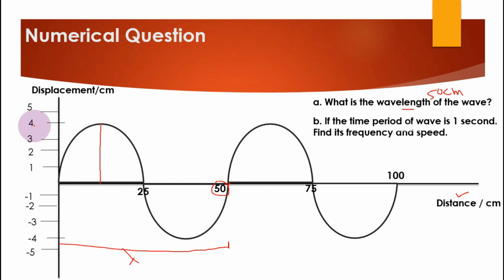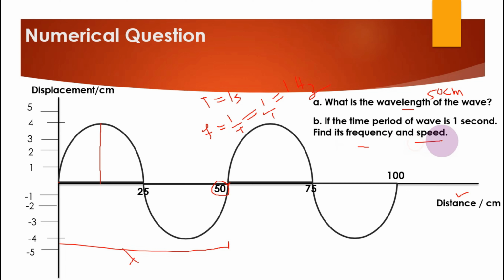The next is, if the time period of the wave is 1 second, what do you do? Find out frequency. So for frequency we use 1 over T. So frequency is equal to 1 over time period, and time period is 1. So 1 over 1 gives you 1 hertz. So it is equal to 1 divided by 1, and this becomes 1 hertz. So this is the solution of the B part.